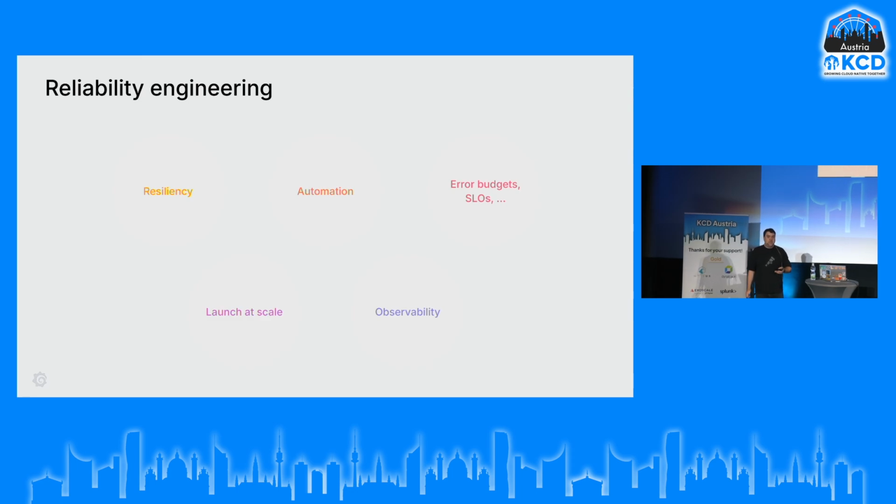We have to plan for scale. I'm not going to touch too much on that, but the idea is that before going to production, we think about what we actually need to launch this in production. What kind of traffic do we expect? How many users do we expect? And what happens if we have more users than expected?